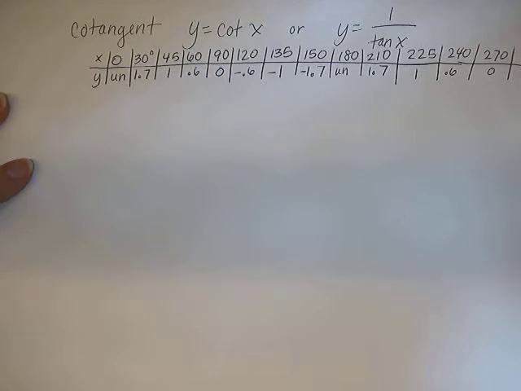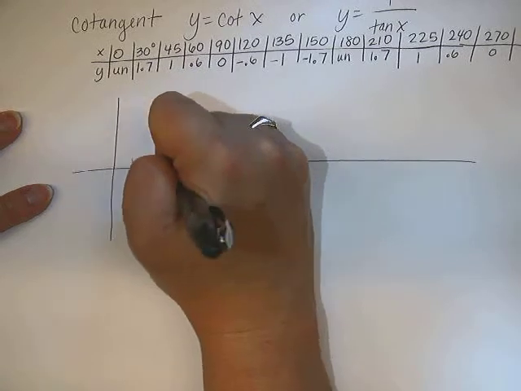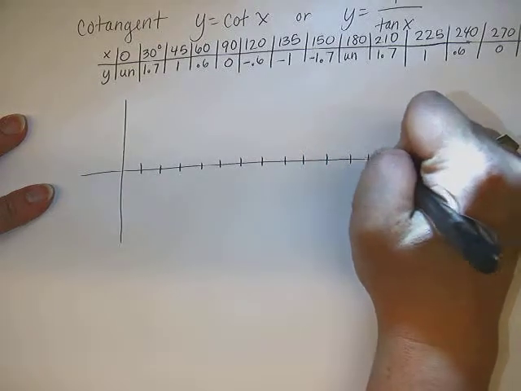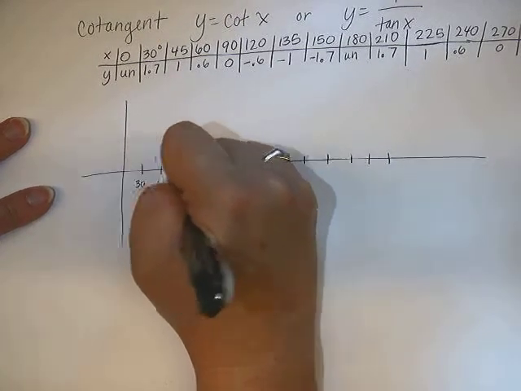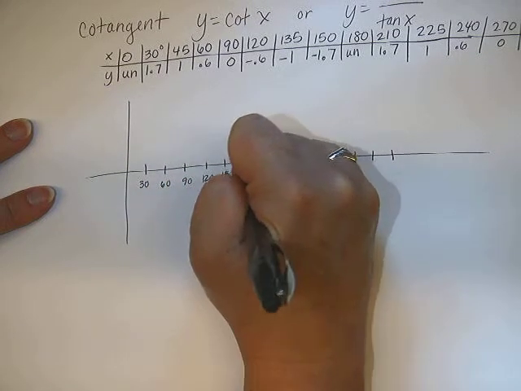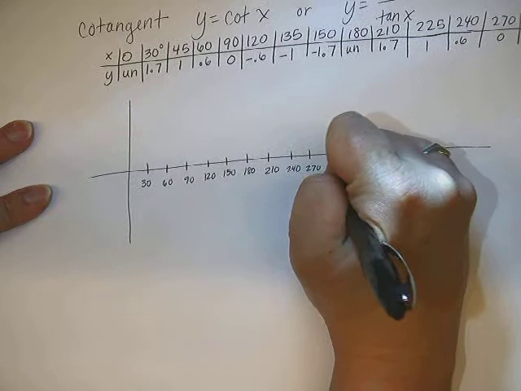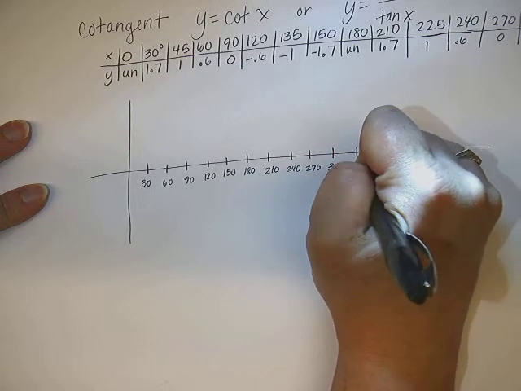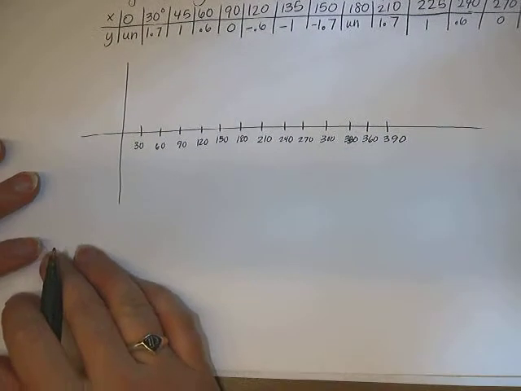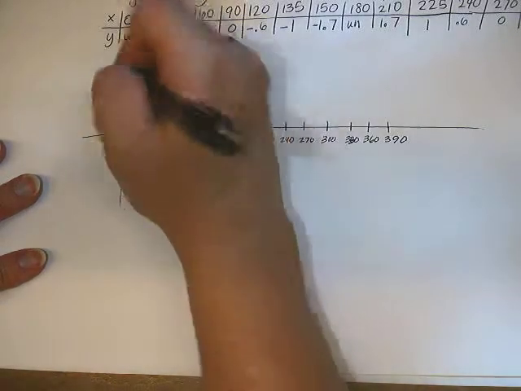So if we sketch a graph of the cotangent, again I'm making my marks on my graph at every 30 degrees. So 30, 60, 90, 120, 150, 180, 210, 240, 270, 300, 330, 360. That takes us clear around the circle once. Okay, so at 0, it's undefined. So we automatically already have an asymptote right there.